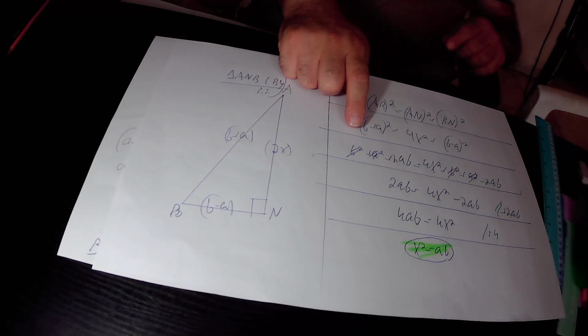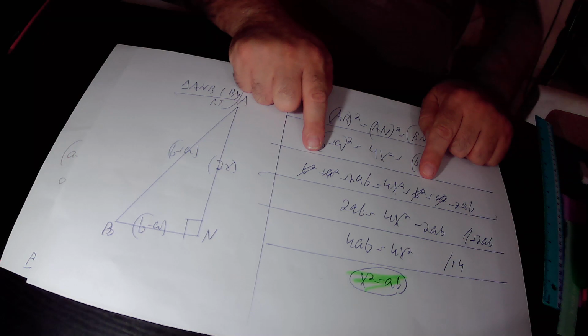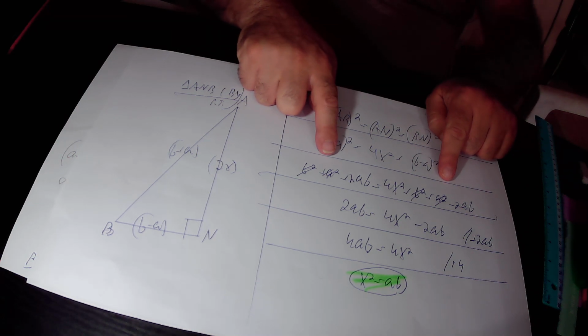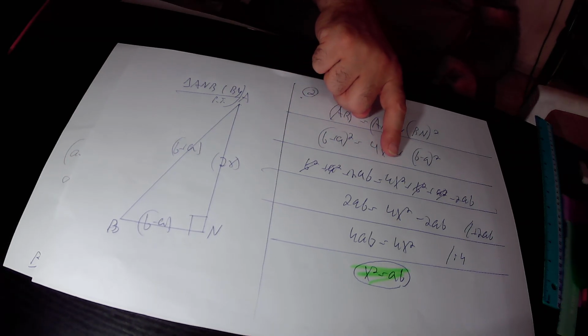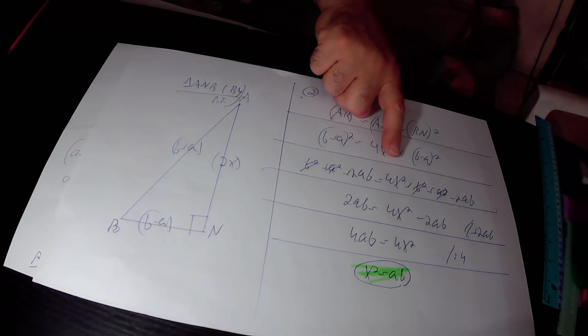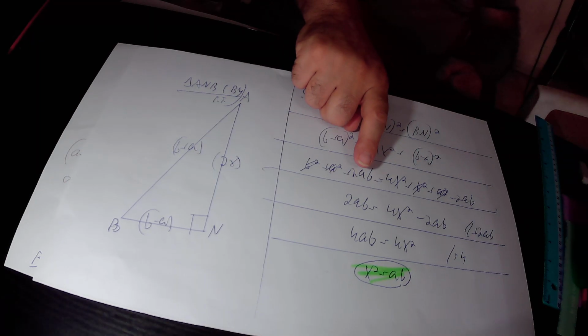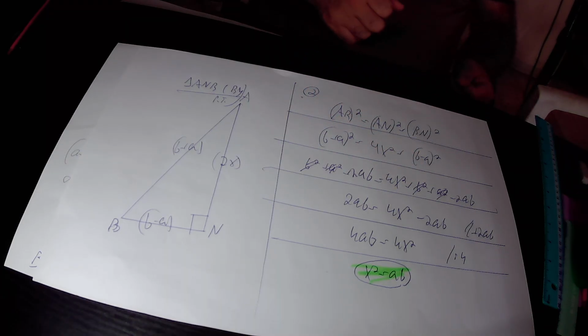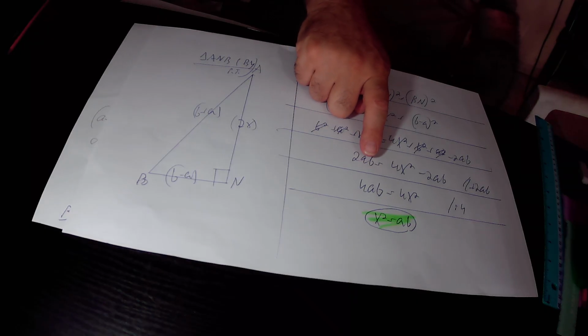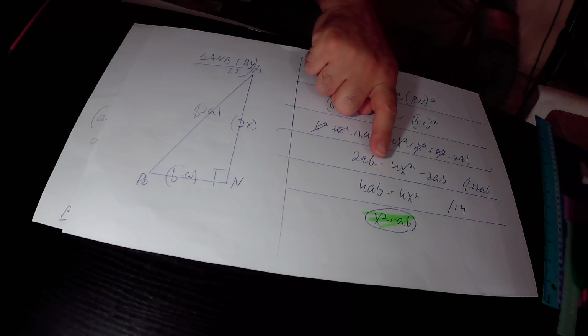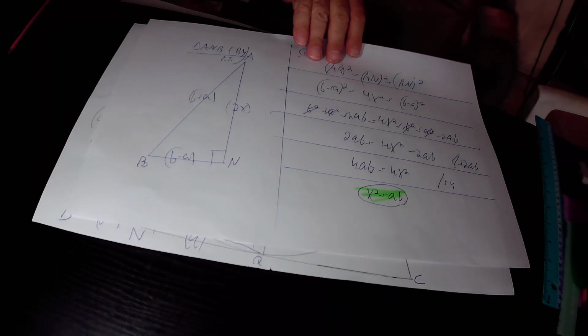Here we have B squared on both sides of this equation, so B squared gets cancelled. We also have A squared on both sides, so A squared also gets cancelled. After we cancel those two expressions, on one side we are left only with 2AB, and on the other side with 4x squared minus 2AB. So 2AB equals 4x squared minus 2AB. Adding 2AB to both sides, 4AB equals 4x squared. Dividing by 4, we finally find that x squared equals AB.